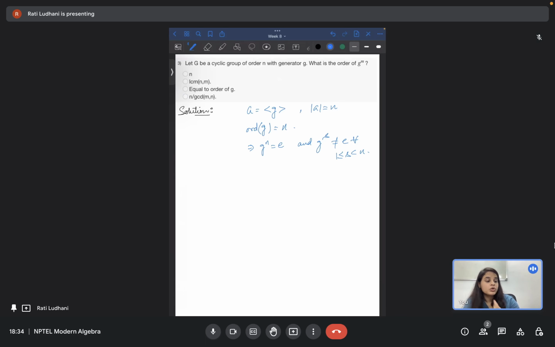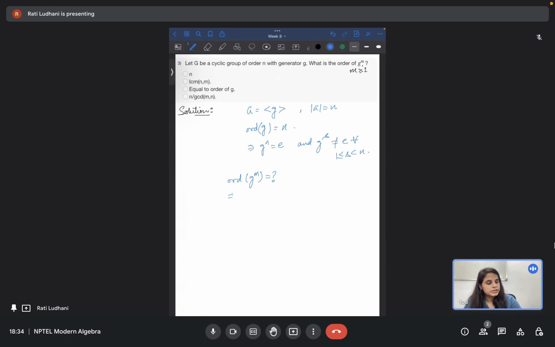Now it has been asked what is the order of g raised to power m, and m is general, so clearly m is given to be greater than or equal to 1. That is the obvious choice. So I'll keep it in the question itself just for clarity. So now the order of g raised to power m is being asked. Now let's see what is happening.